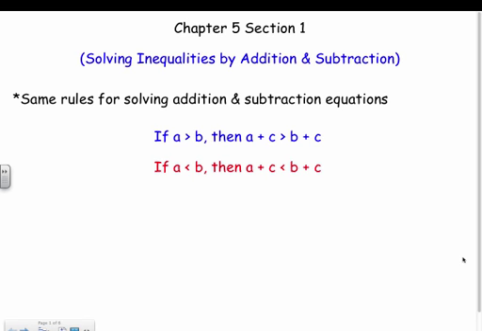So if A is greater than B and I add C to both sides, it still stays the same. I still have that greater than symbol. Nothing changes. My inequality would still be balanced, and you'll notice that as we go through here. So just apply your same rules as equations, except use your inequality sign instead of an equal sign.